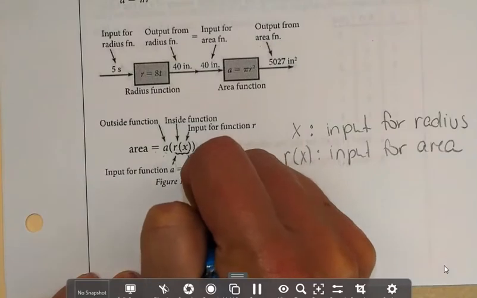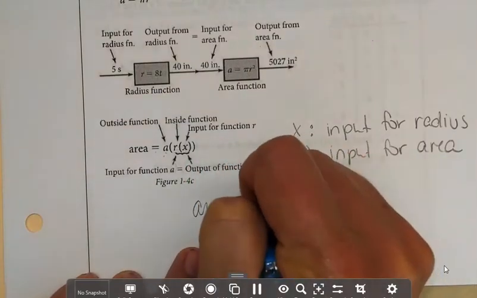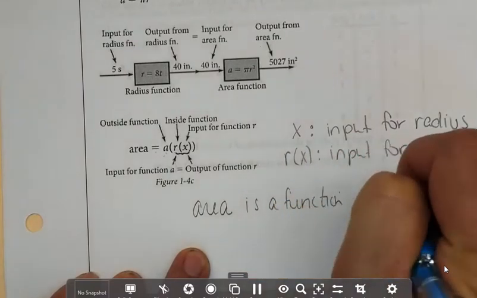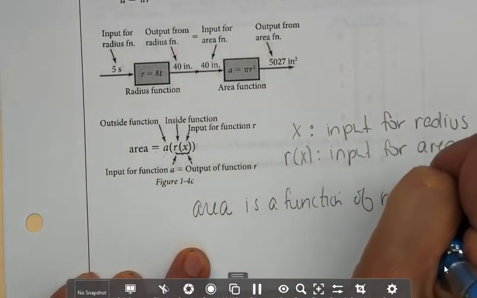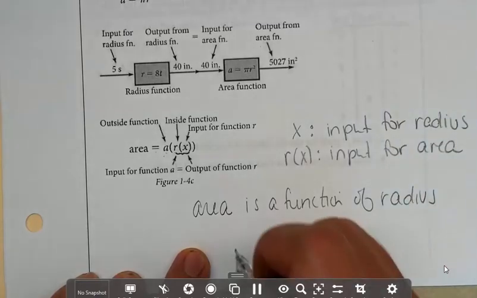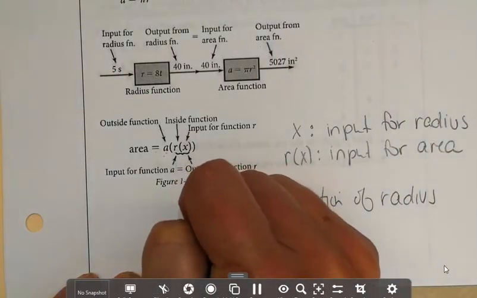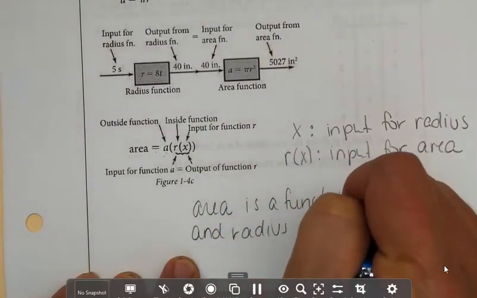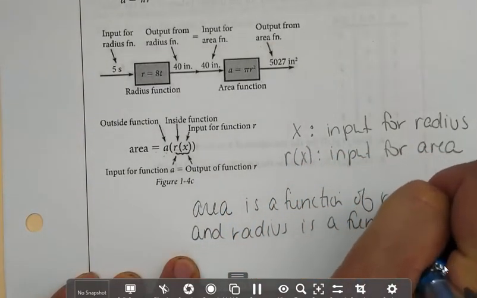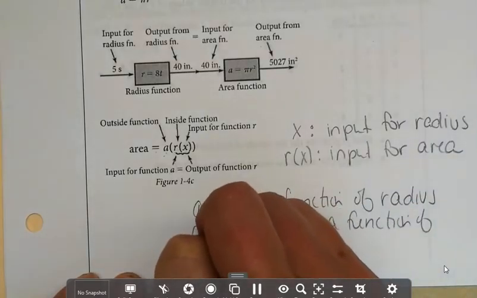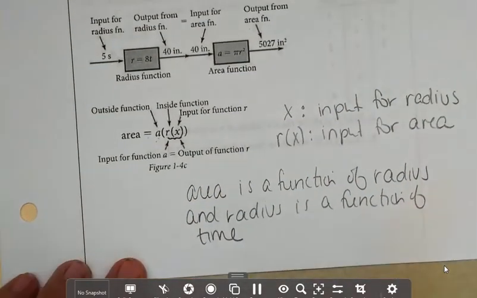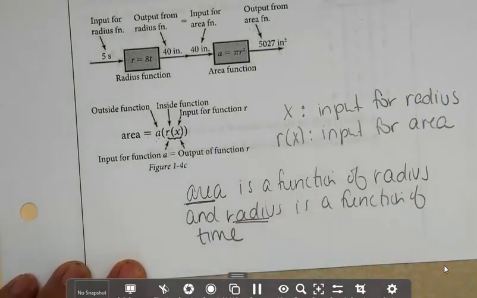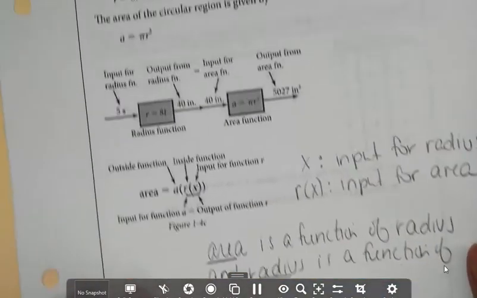So all in all, we've got area is a function of radius, and radius is a function of time, which is how we get that outside function and the inside function. Okay, moving on.